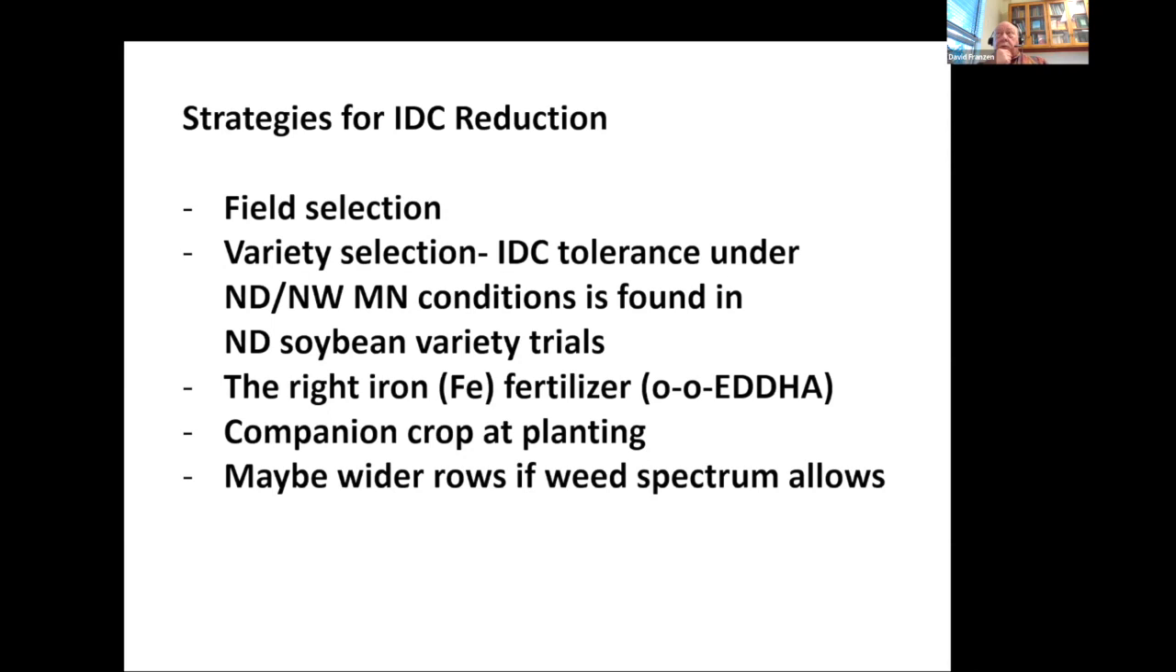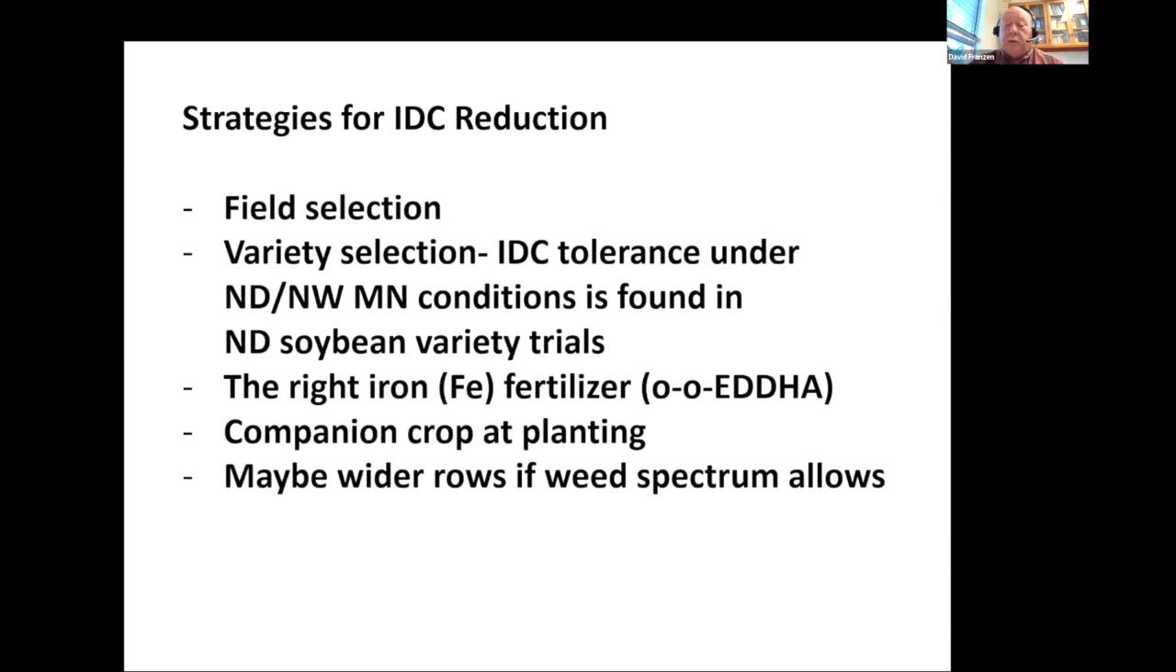Next, you can put iron fertilizer on, but you just can't throw anything on. The iron fertilizer that works the best, the main one and the one that's tried and true, is the ortho isomer of EDDHA chelate. The other one that's not quite as well researched, but Jay Goos, if you remember Jay, he did quite a bit of work on fertilizers for IDC, was iron HBED. I'm not sure how prevalent that is in the market, but he had good results with that also at the end of his career.